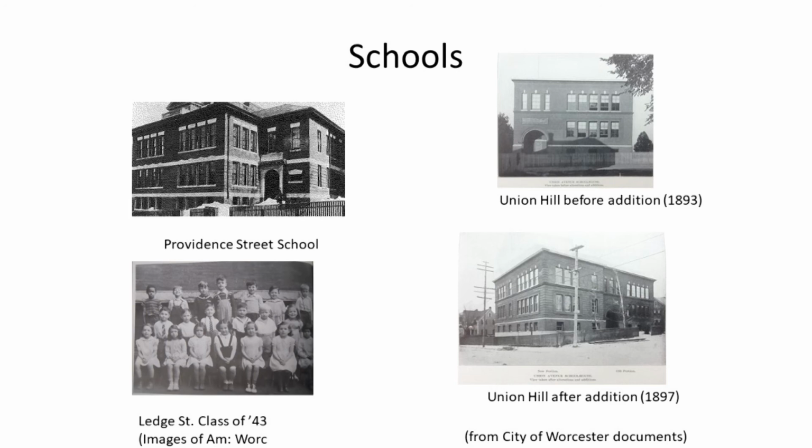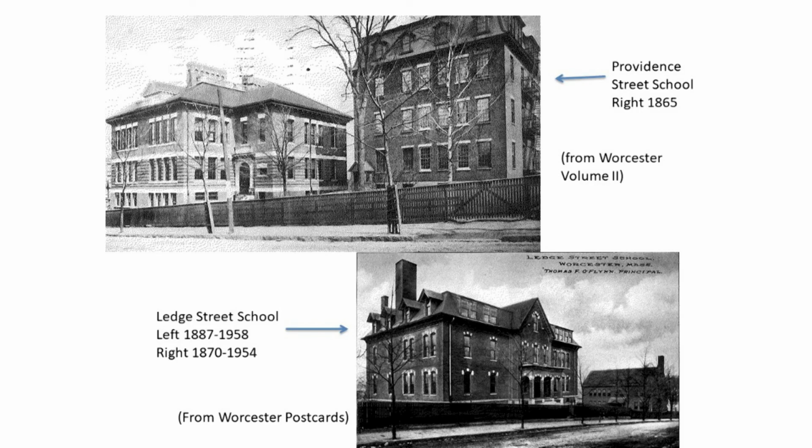So it just gives you an idea of the growth of the population of the city of Worcester and the public school system. So for instance, Providence Street School was growing so much, rather than put on an addition, they just simply built a second building right next door in the play yard. And they did the same thing with the Ledge Street School, where the original building was on the right-hand side. You can see it in this photograph. It's a small building on the extreme right. And then a few years later, they built a second building for the Ledge Street School. And rather than putting an addition on and disrupt things, they simply built another building right on the same property.